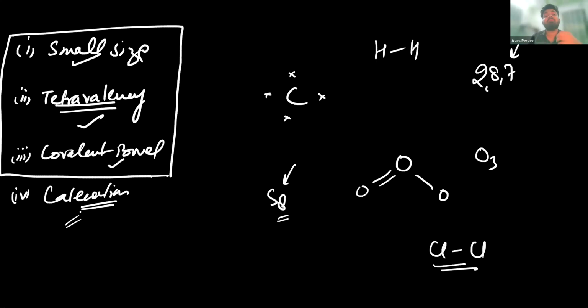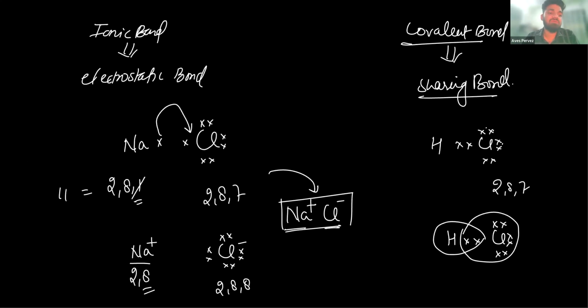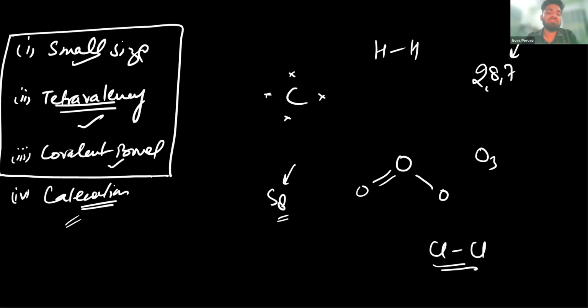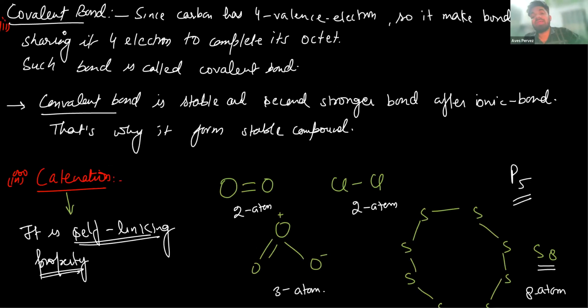Because of the above 3 reasons, carbon is able to make a large number of compounds. Catenation is not shown by carbon atoms alone. It is also shown by other elements, but the catenation shown by carbon is the maximum. Thousands of carbon atoms can join together and form a large number of compounds.